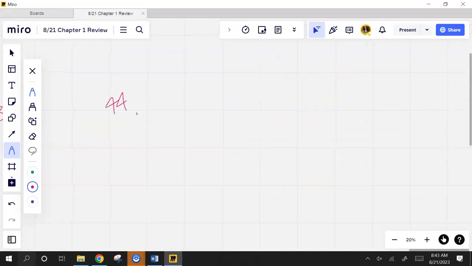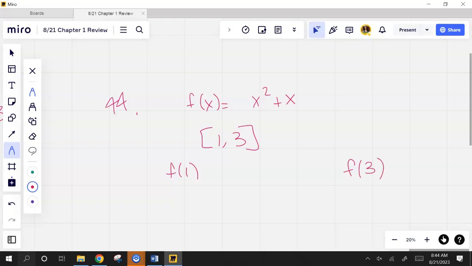Do y'all understand why we just did AROC on that, even though we were talking about instantaneous? The point was the point of tangency. The other point was on the line, the tangent line. All right, 44, find the average rate of change. This is an AROC problem, which is another slope problem. It gives me the interval. So I'm going to do f of 1, f of 3, and then find the slope between the two.